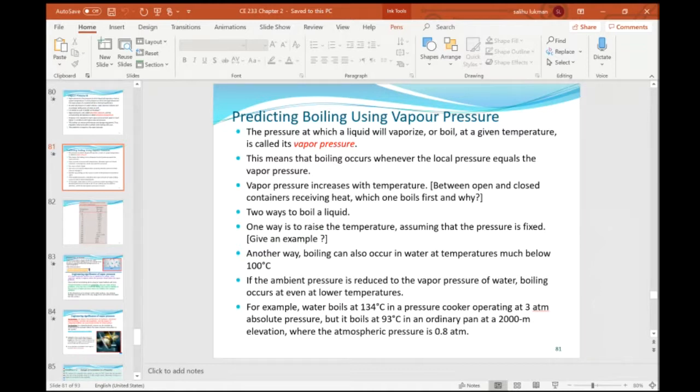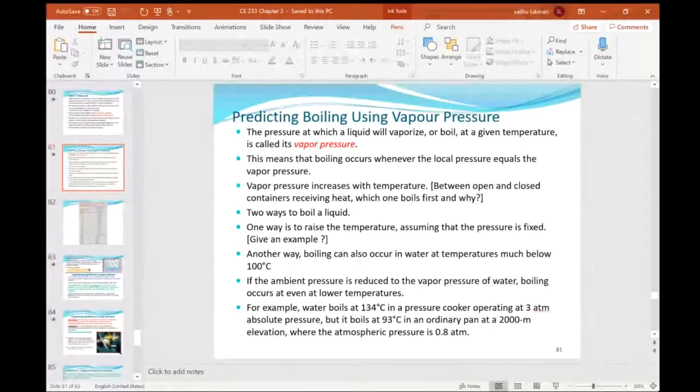Vapor pressure increases with temperature. Of course, we should expect that the vapor pressure will increase with temperature, because the more heat, the more energetic the particles in the fluid are to move and break apart from the liquid to the gaseous phase. That's why the pressure will now increase, because you have more of the molecules, so they will exert more pressure.